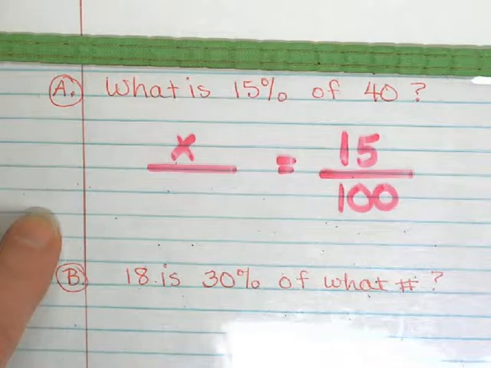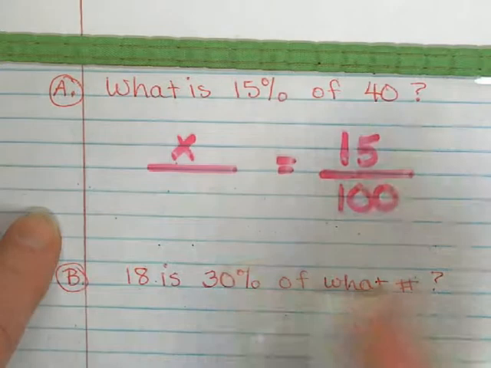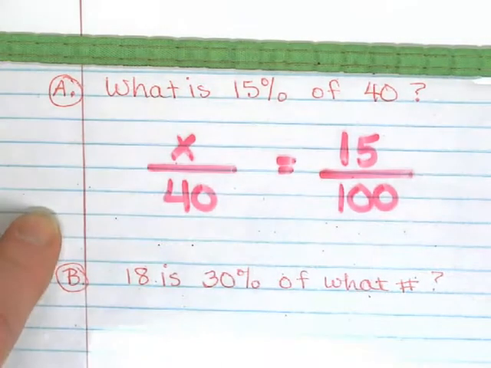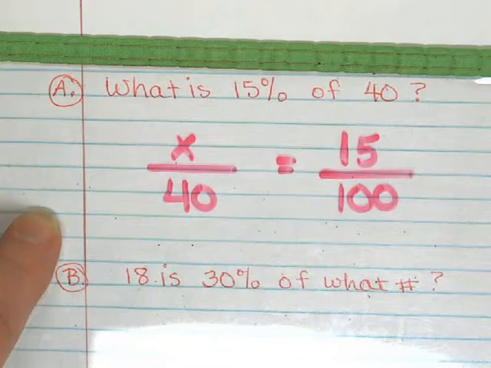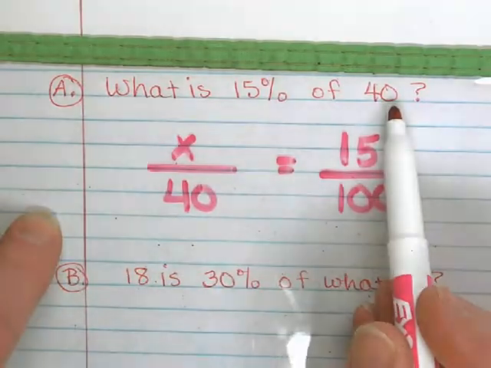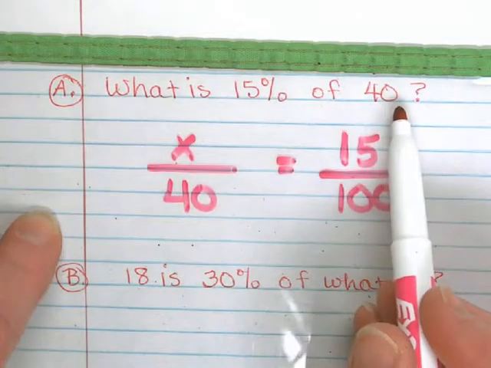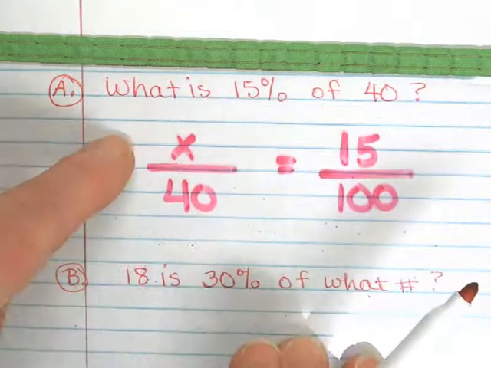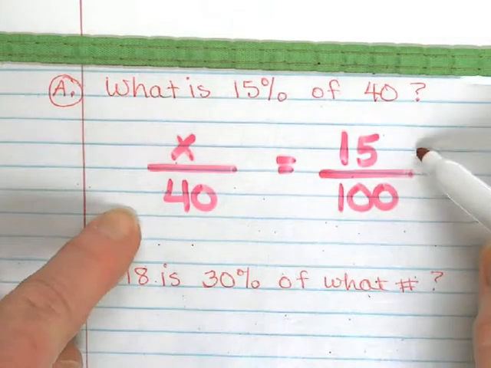Of. So what you want to do is look for the words and find the number that's closest to them. Notice that the word of is very close to the word 40, isn't it? So that's why the 40 went down here. Here's the is, the of, the percent, the 100.